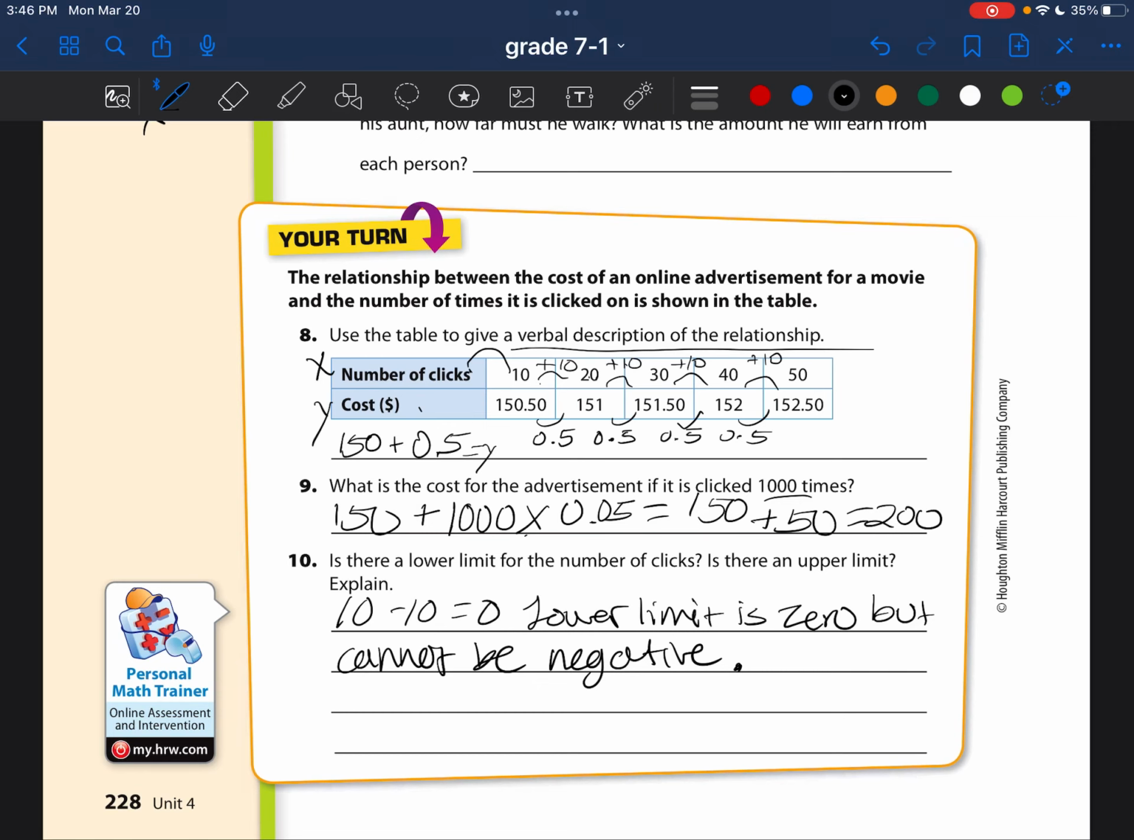All right. What about an upper limit? Can we have 60? Can we have 70? Yeah, we can click as many times as we like. So is there an upper limit? Yes, there is one, but is there a number we can stop at? Nope. So there is no upper limit because we are going infinitely. We can go as many times as we like. All right.